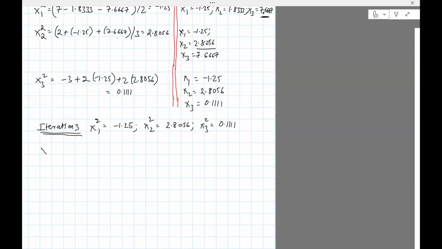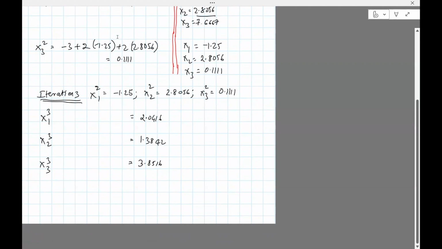Okay, so this one I would like you to complete. I'll give you the answer, but I would like you to complete it yourself. We want to compute x1, x2, x3 at iteration 3. Do the calculation yourself. I'll give you the answer I get: 2.0416, 1.3842, and 3.8516. So the solutions after this iteration are these answers.